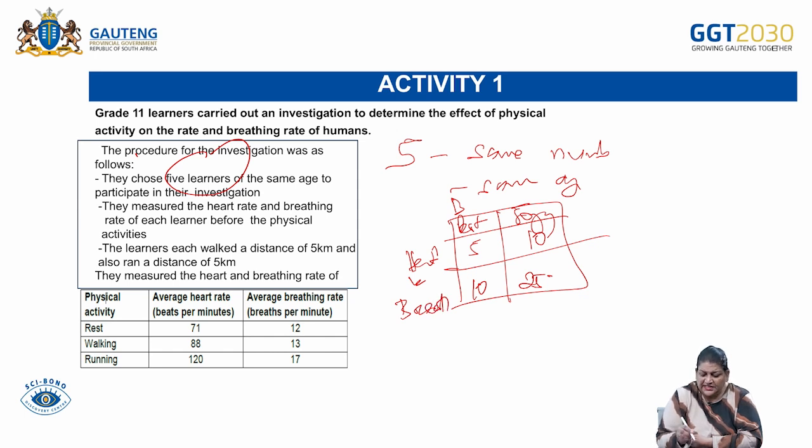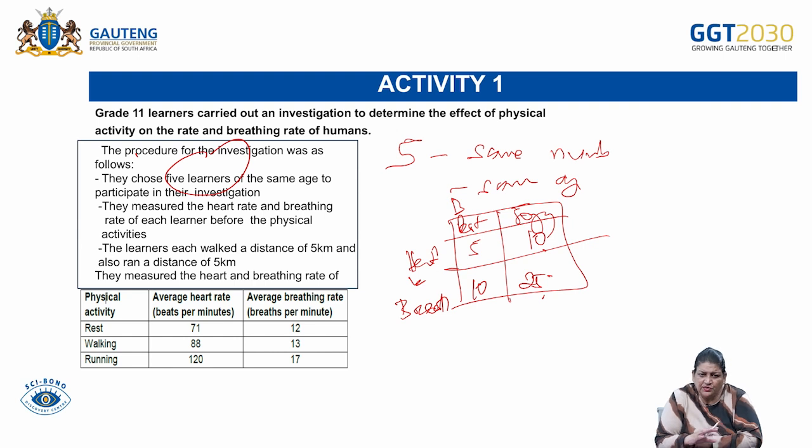So here you can see automatically when the person is jogging or running or exercising, his breathing rate increases as well as his heartbeat increases, because you need to pump more oxygen to the cells, and you need to get rid of the CO2 also very, very fast. The learners each walked a distance of 5 kilometers and also ran a distance of 5 kilometers.